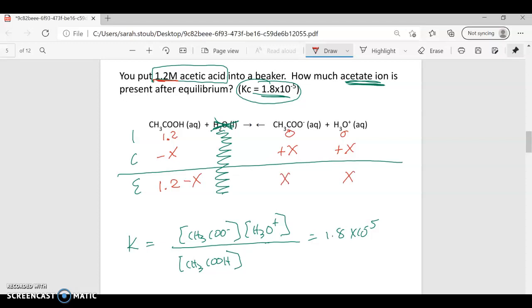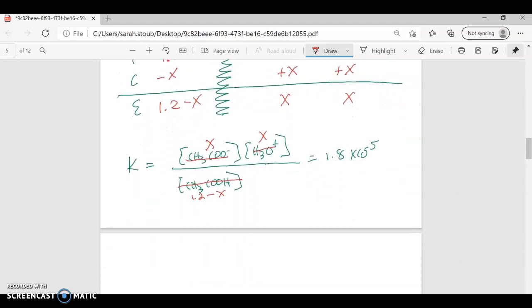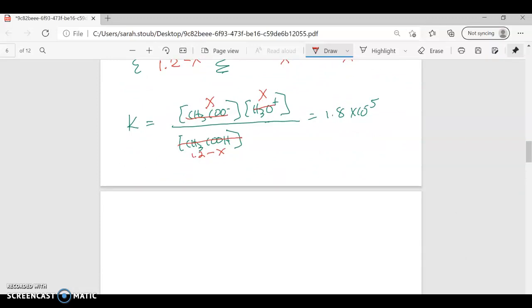Now that I know that part, I can actually put it into my K expression. So down here on the bottom, it's 1.2 minus x. And on the top, it's x and x. And now that I just have one variable, I can solve it from here. So I'm going to simplify it down. On top, I've got x squared divided by 1.2 minus x. I get 1.8 times 10 to the negative 5.